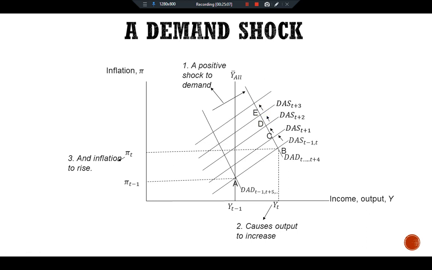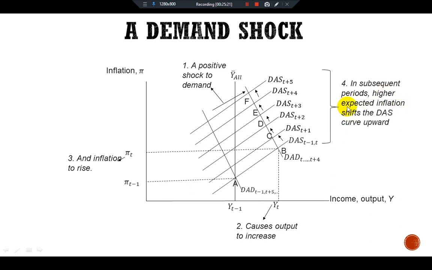Okay, then further this will also raise the dynamic aggregate supply curve. So this will consider subsequent periods: higher expected inflation shifts the dynamic aggregate supply curve upward from this point to this point. Okay, the last subsequent rise in the aggregate supply curve will intersect the original dynamic aggregate demand curve at point G.